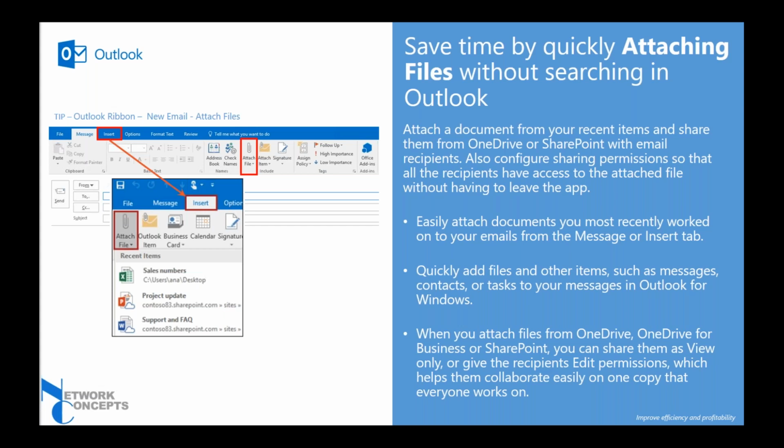This is actually something that I've been doing and not even knowing. I can attach any recent item that I've been working on, and I didn't even notice I was doing this. It's kind of funny. Say I was working on our sales numbers this week, and I finished that document, then I want to send it over to somebody. I can just hit attach file, and boom, it'll come up under recent items. Oh, there it is, sales numbers. I can just attach it right there. Very simple, very quick, and very easy.